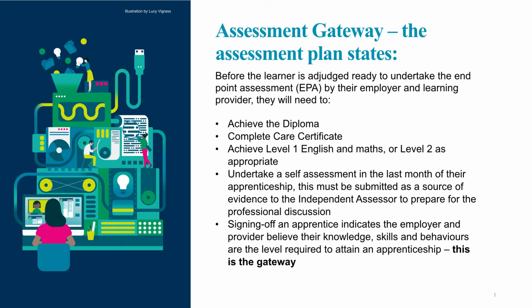Also, before the learner can progress through to the endpoint assessment, a decision needs to be made between the employer, you, the training provider, and the learner. Because at that point, what you're saying is that you believe the learner has all of the knowledge, skills, and behaviours that they're required to attain for the apprenticeship. So you've got to be really clear at that point that the learner is ready. If the learner's not ready, it's just further support, further guidance, further training. But if everything else has been done, they really should be.